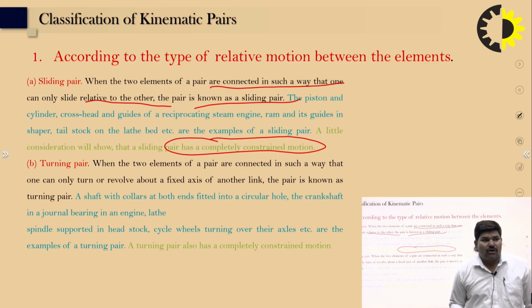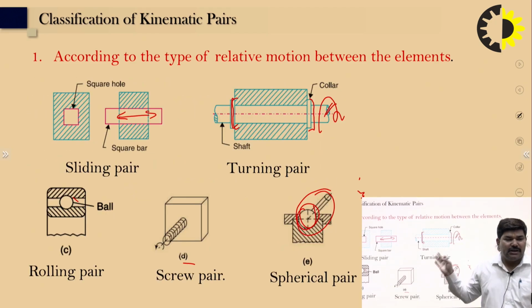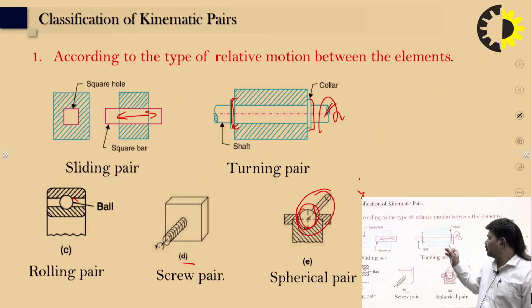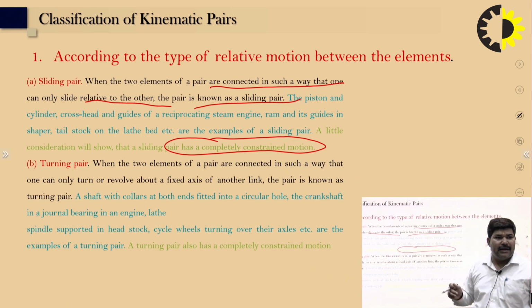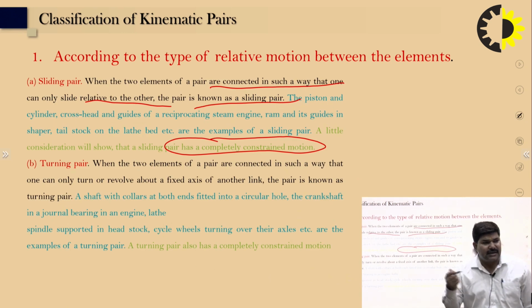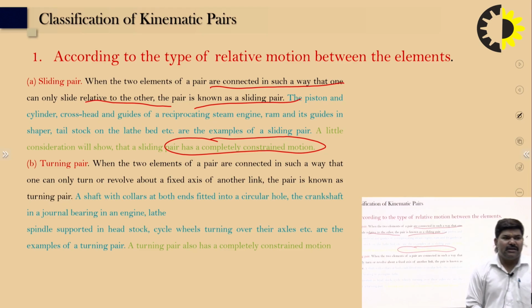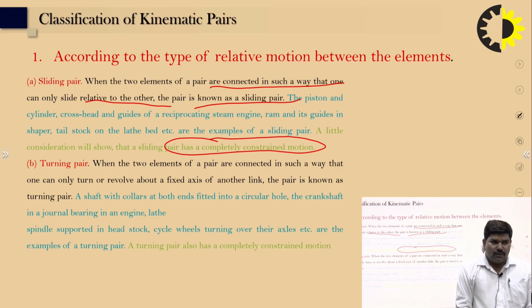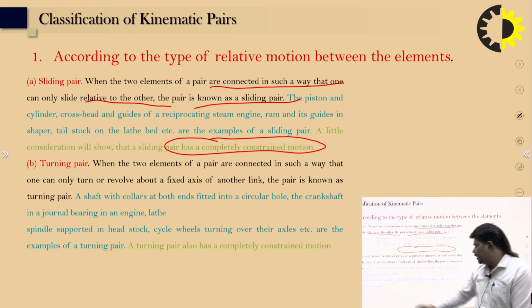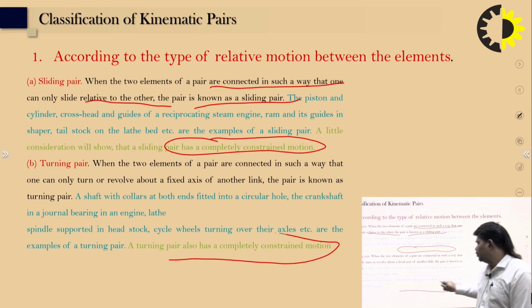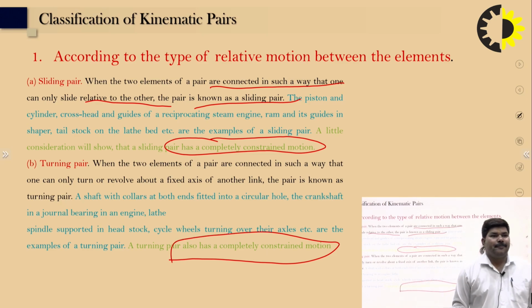A shaft with a collar at both ends fitted into a circular hole, the crankshaft in a journal bearing in an engine, the spindle supported in the headstock of a lathe, and a cycle wheel turning over its axle, etc., are examples of the turning pair. And the turning pair is also known as a completely constrained motion, right?